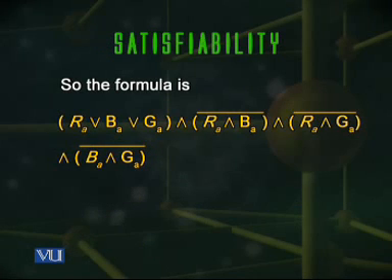The first part says that A must get at least one color, either red, blue or green. The second part says not of RA and BA, which means that it cannot simultaneously be both red and blue. The third part says not of RA and GA, which says that it cannot be red and green simultaneously. And the last part says that it cannot be blue and green simultaneously. So this long formula says that the vertex A must be assigned exactly one color out of red, blue and green.